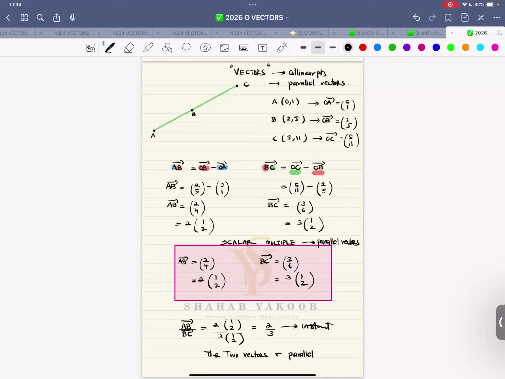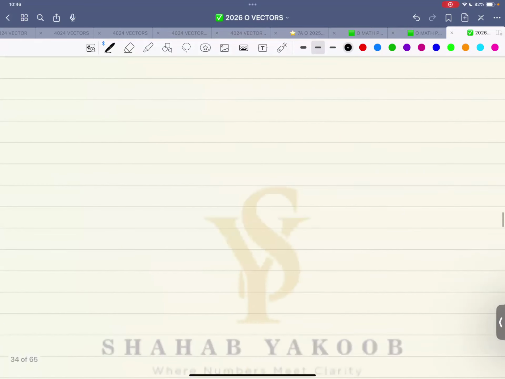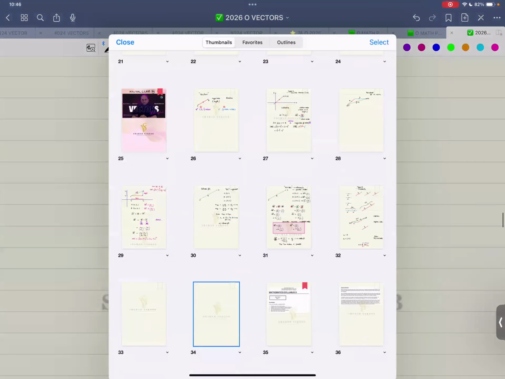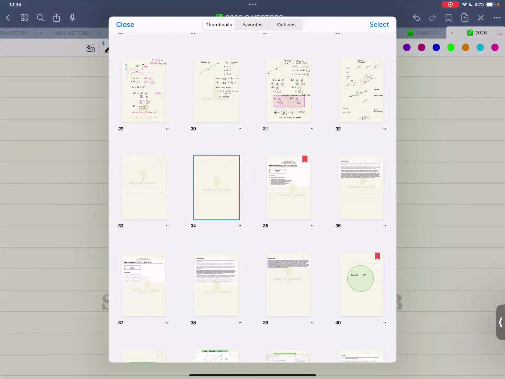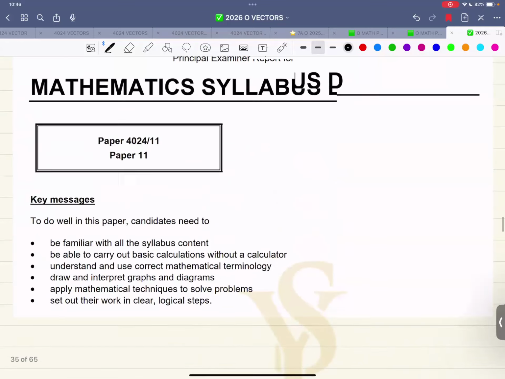Okay, let's move on. So now there are some past paper questions that I've taken out. But before that, someone said, can you repeat parallel vectors, please? I'll repeat parallel vectors when we will be talking about a particular question. Okay, so don't worry about that. We will talk about that.